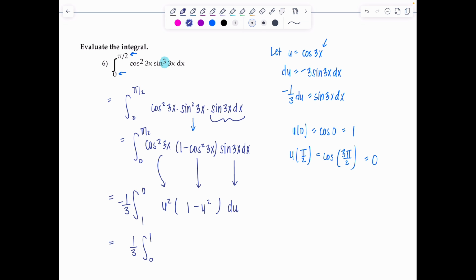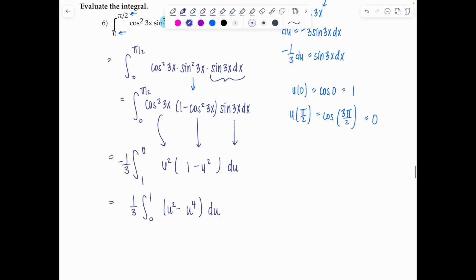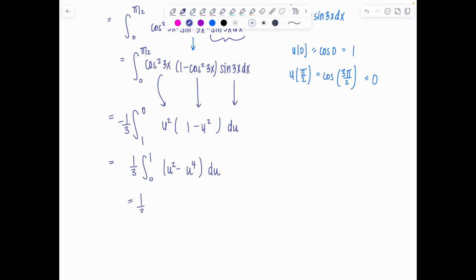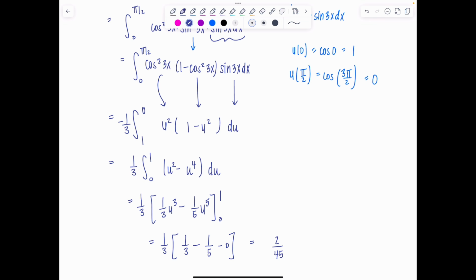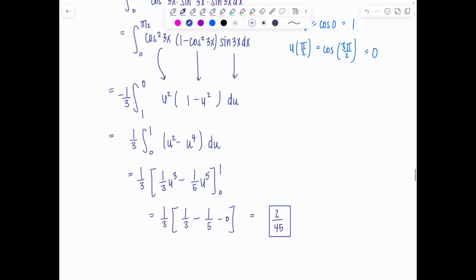And then distribute the u squared minus u to the 4th du. And then, oh, what a relaxing antiderivative. We earned it. We've been stressed. Look at this. Beautiful, beautiful. 1/3 u cubed minus 1/5 u to the 5th, 0 to 1. So this is 1/3 times 1/3 minus 1/5 minus 0. 1/3 times 2/15 is 2/45. Done. Boxed and moving on with our lives.